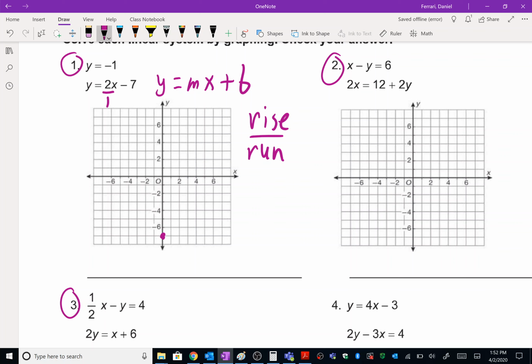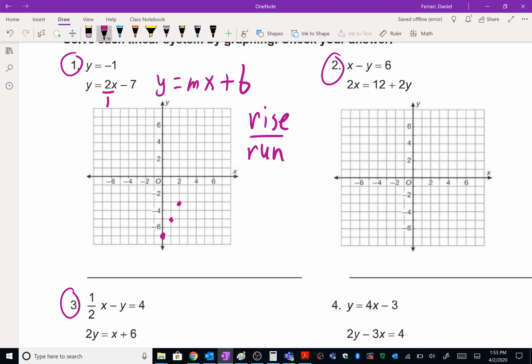So 2 is my rise, or my change in y, and 1 is my run, or my change in x. So I'm going to go from my y-intercept point, and I'm going to rise 2. In this case, I'm going to rise up 2, and then I'm going to run 1 to the right. And then I'm going to rise 2, run 1 to the right.